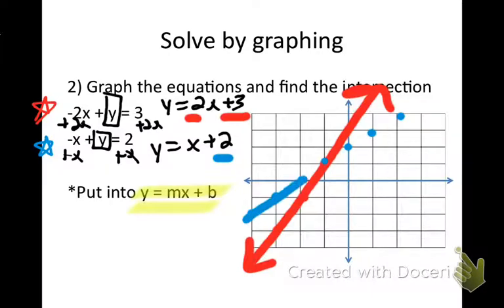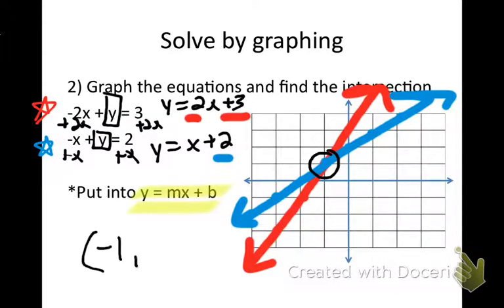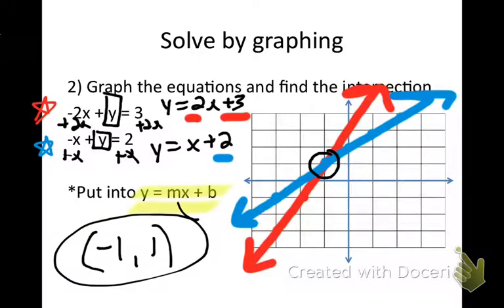And now I can see where my intersection is. So if I look at my graph, my intersection seems to be right there with the coordinate (-1, 1), which would then be my answer. And again, note my answer has parentheses because I am talking about a coordinate. Big deal with those parentheses. Recognize that.